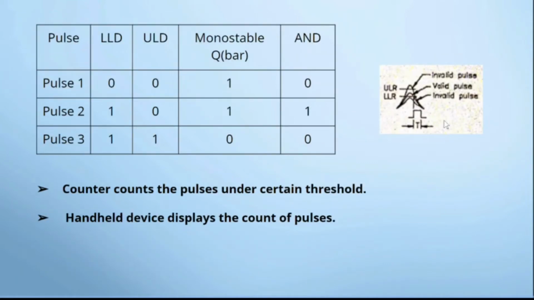As you can see from the diagram, the second pulse is the valid pulse, which is above LLR and below ULR, for which the AND output is 1. The counter counts the valid pulses and a handheld device displays the count of the pulses.